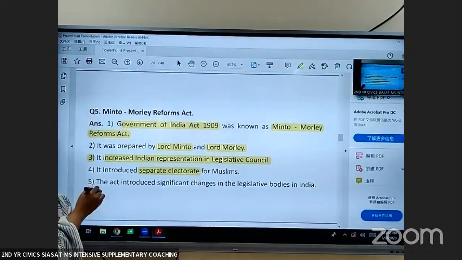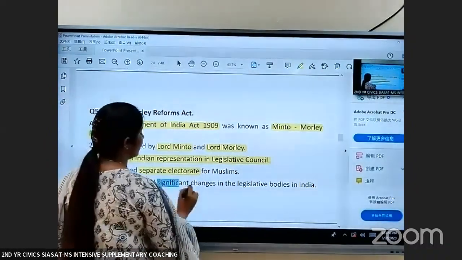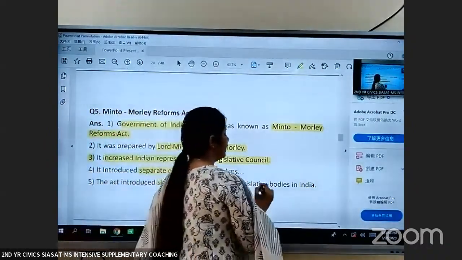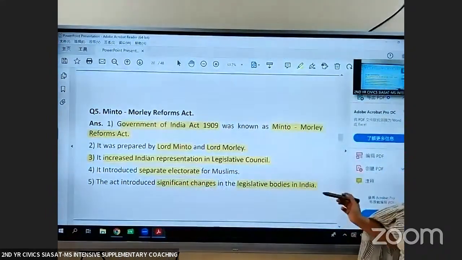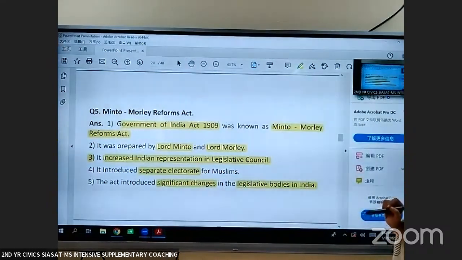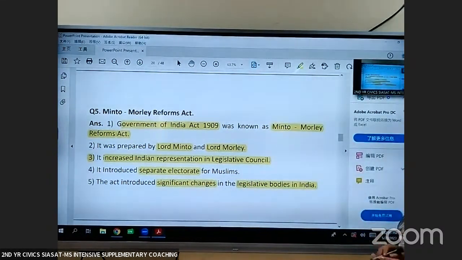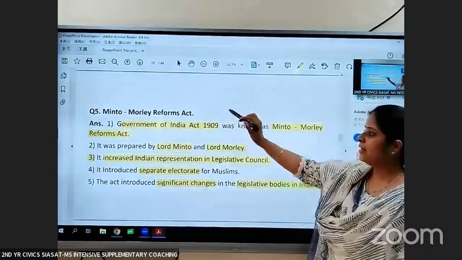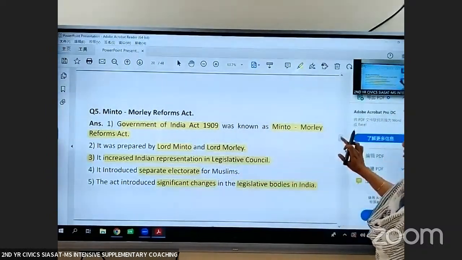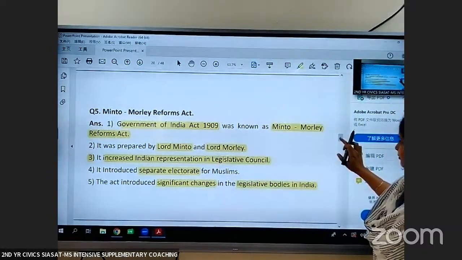Through this act, many significant changes were done in the legislative bodies in India. Indians got more representation. As this act was made by Lord Minto and Lord Morley, we call it Minto-Morley Reforms Act.